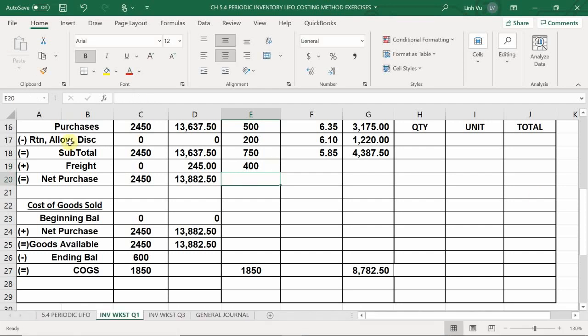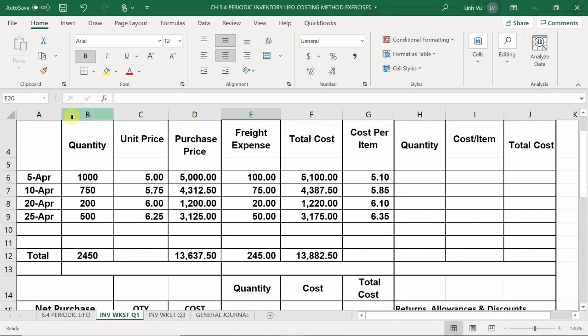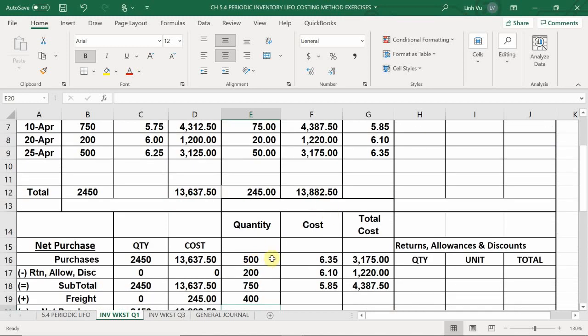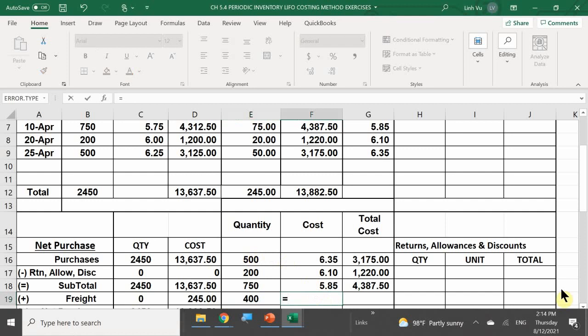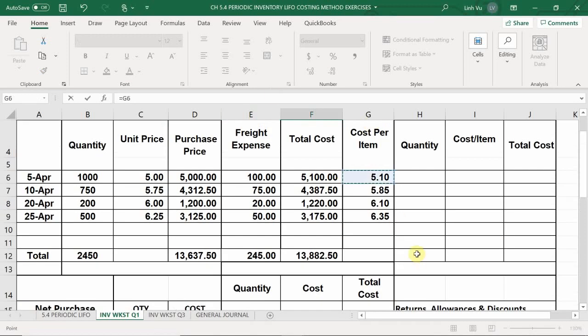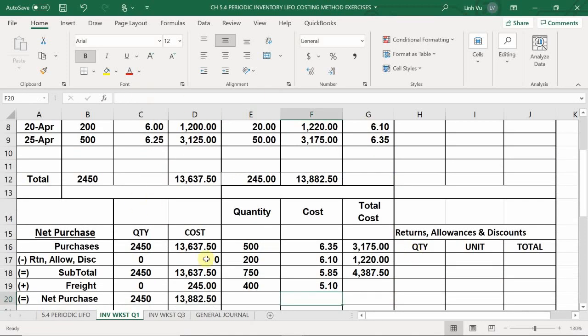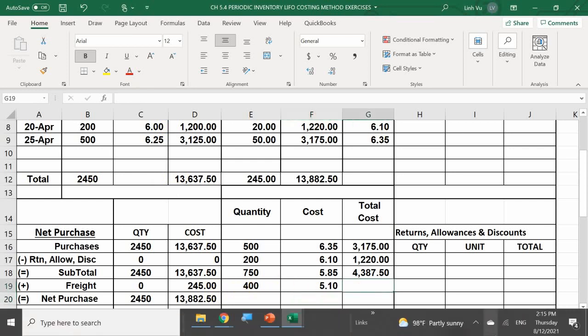We need 400 more. And we only have one batch of inventory left, which is the very first one that we purchased. Now, in this case, we're only taking a small portion of our first batch. How much is it going to cost me per item to sell? $5.10. Yeah, so in this case, this is where I actually have to calculate it, because I need to figure out if I sold 400 items that cost $5.10 each, what's my total cost going to be here?